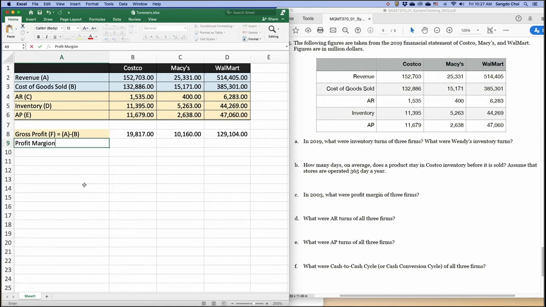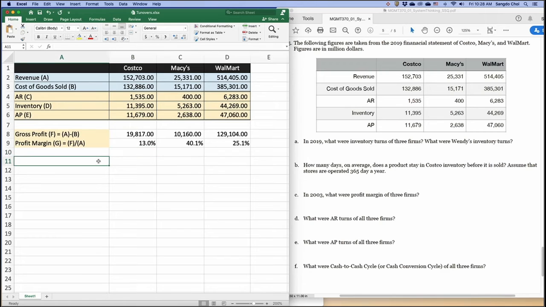And now next, we can compute profit margin. Profit margin is a ratio. So profit margin G equals gross profit divided by revenue. So this is a percent number: 12%, 40%, 25%. I will change the format. So then, what do you think? In terms of profit margin, Macy's is the best. Costco is the worst. This is only one area, only one perspective.